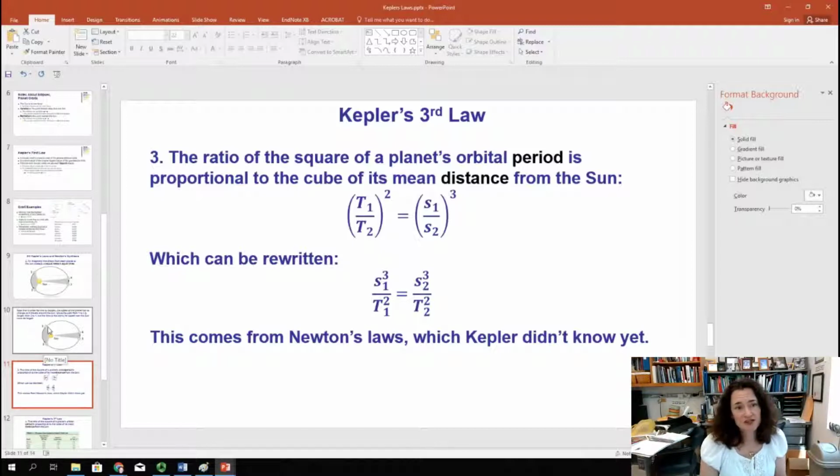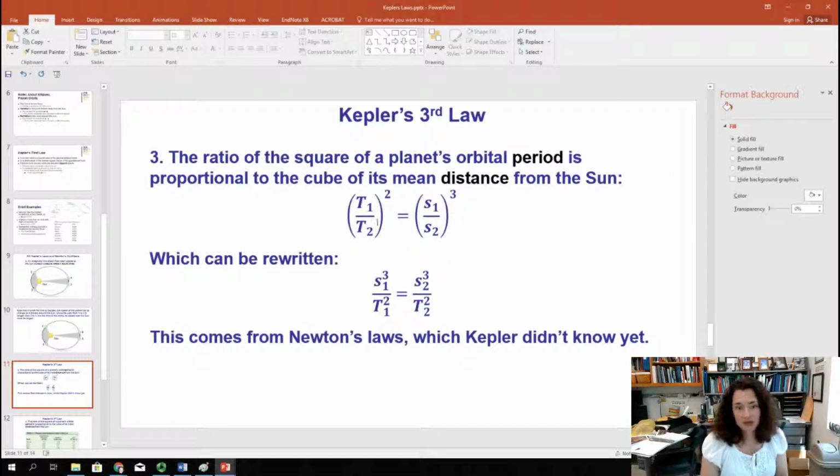Kepler's third law says that the ratio of the square of a planet's orbital period is proportional to the cube of its mean distance from the Sun. If you were to express this mathematically, say for planet 1 and planet 2, you could establish some ratios. So what you would say here is that period 1 for planet 1 divided by period 2 for planet 2 squared would be equal to the semi-major axis for planet 1, S1, divided by the semi-major axis for planet 2, and then you'd cube it.